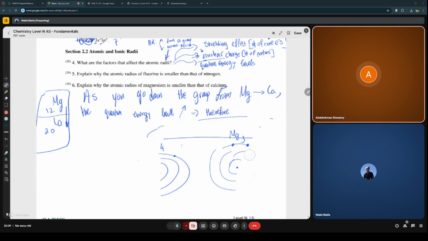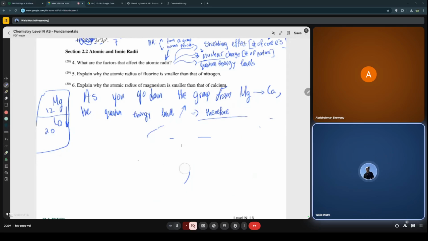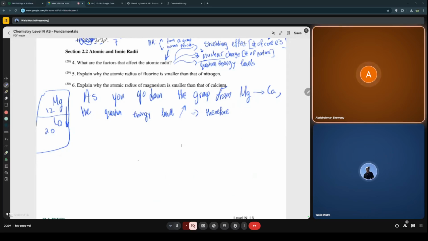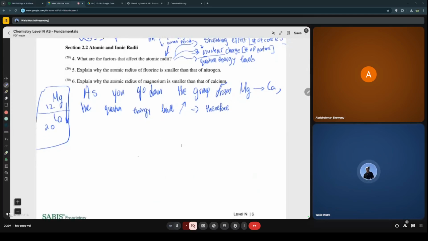Can we say something about the electron repulsion? No. Electron repulsion is when you have the other thing. You remember the exceptions for ionization energy? Yeah, I remember them. This is one of the exceptions. As you go down the group from Mg to Ca, the quantum energy level increases.